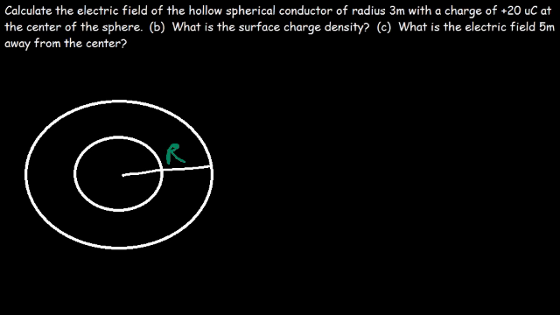All of the charge on the conductor spreads out evenly on the surface. These positive charges want to be as far apart as possible from each other, since like charges repel.